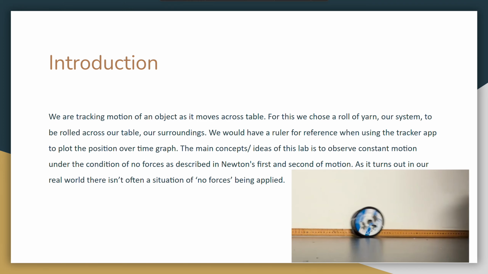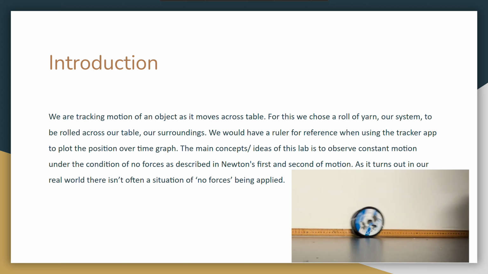In this lab, we were tracking the motion of an object, and we chose a ball of yarn to move across the table. The ball of yarn being our system, and the table being the surroundings. This lab was to track constant motion over time.